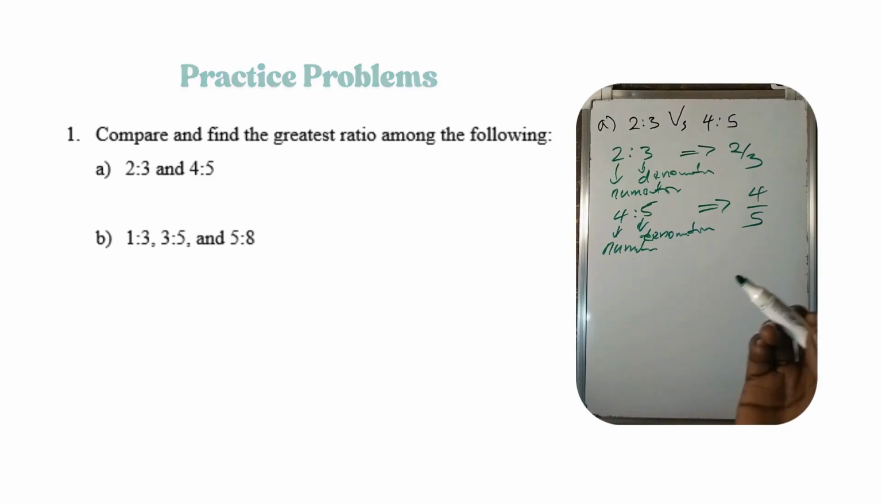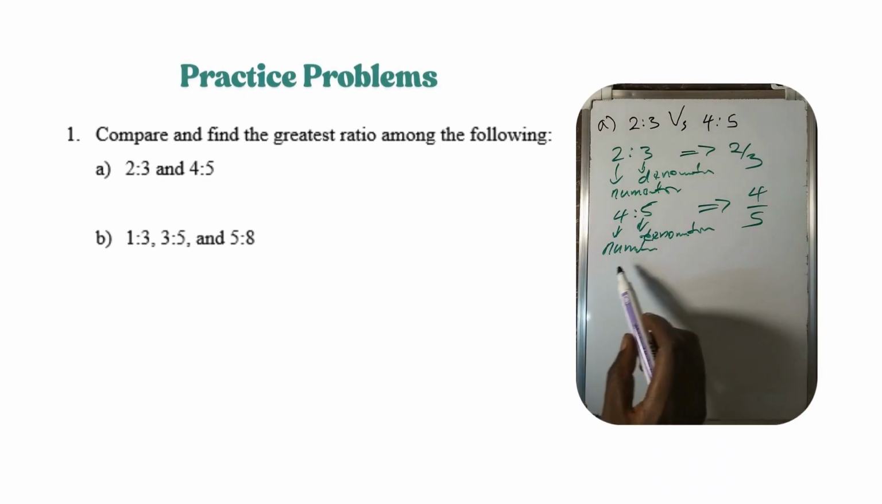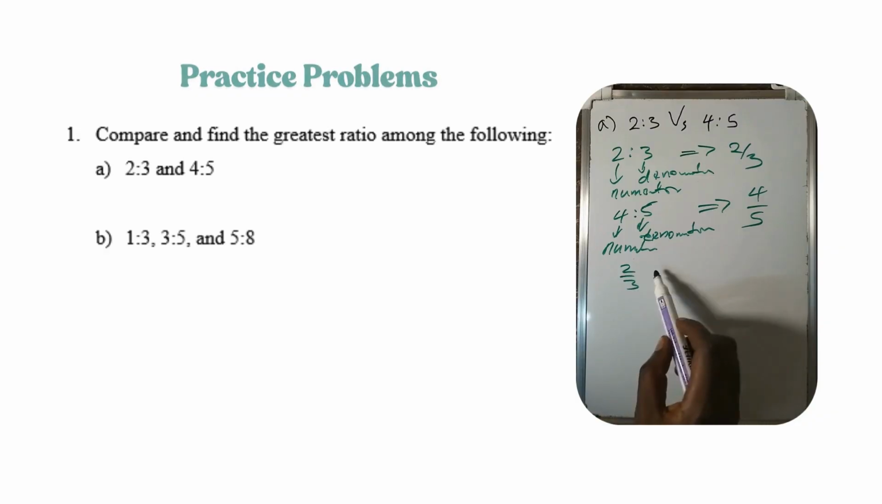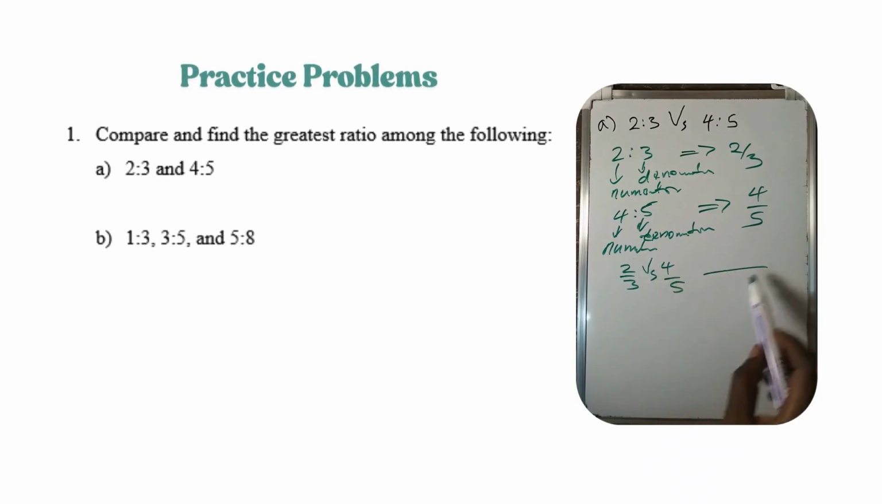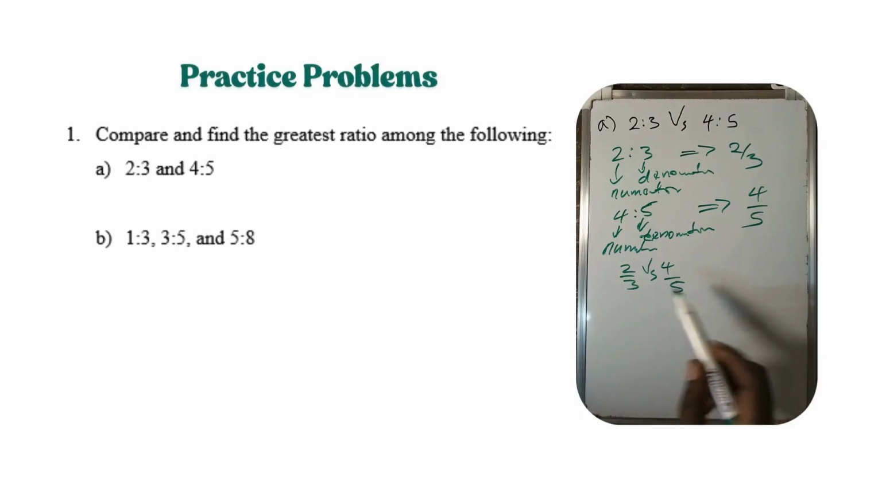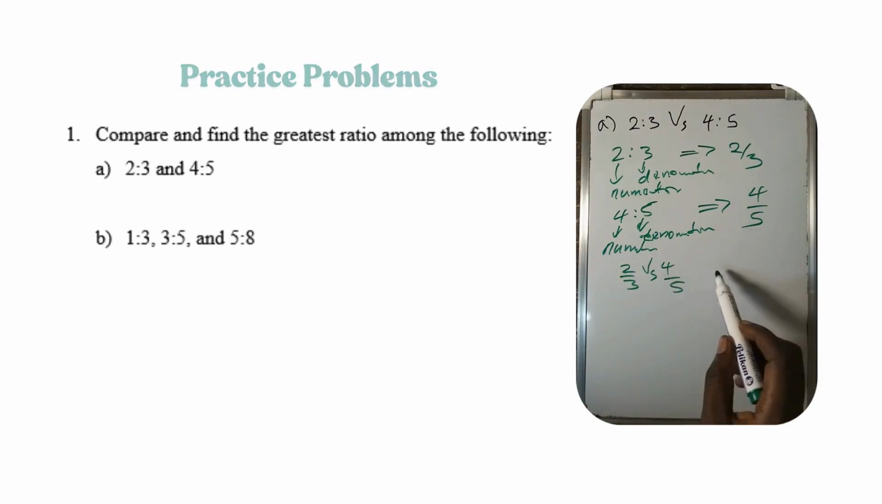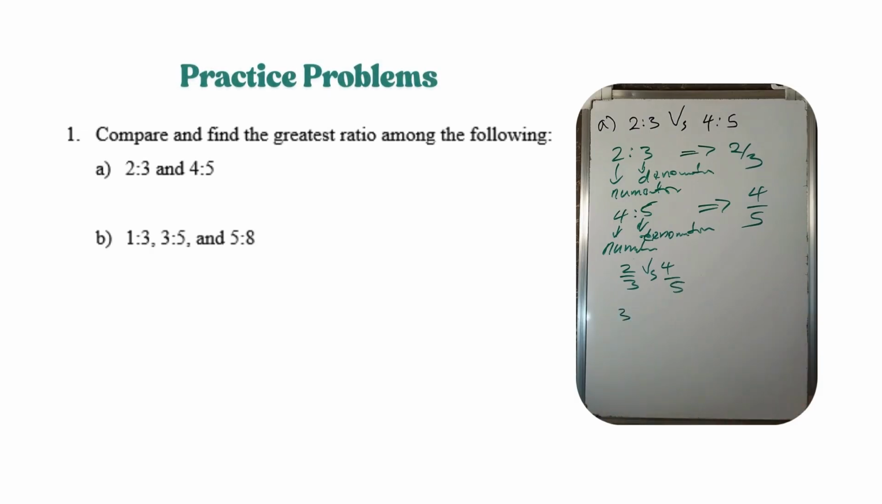The first method, we can use the LCM. Like 2 thirds here and 4 over 5. The LCM is 15.